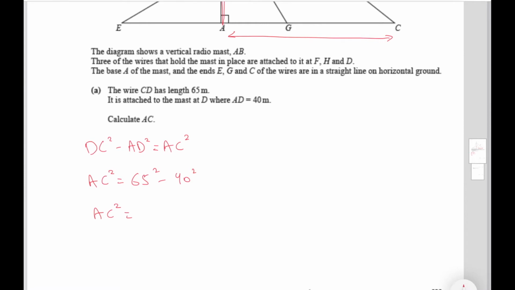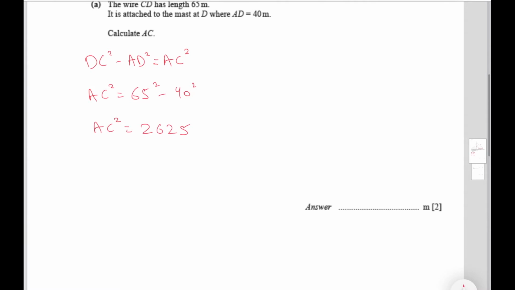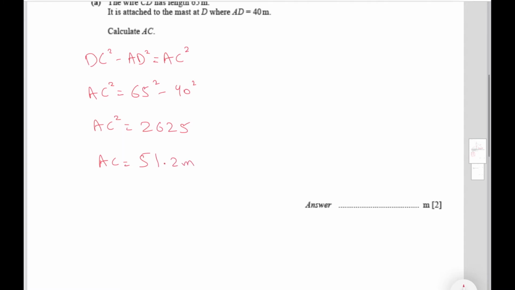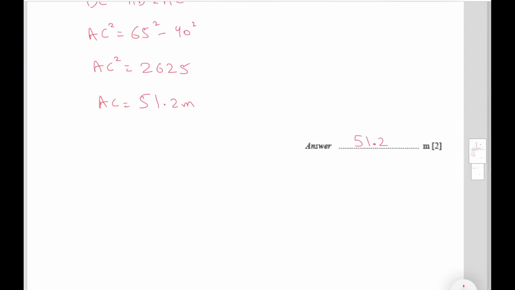So AC squared, let's see what that comes out. 65 squared minus 40 squared. This comes out to be 2625. When you find the square root on both sides, this value comes out to be 51.2 meters. So you write the value over here, 51.2.